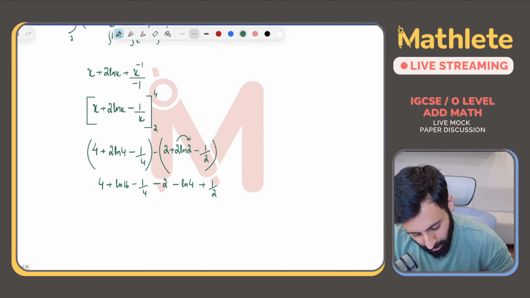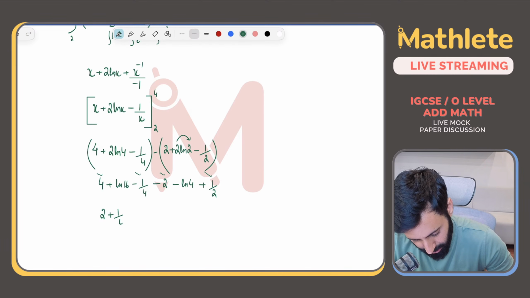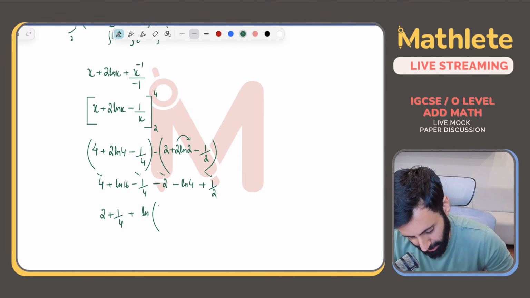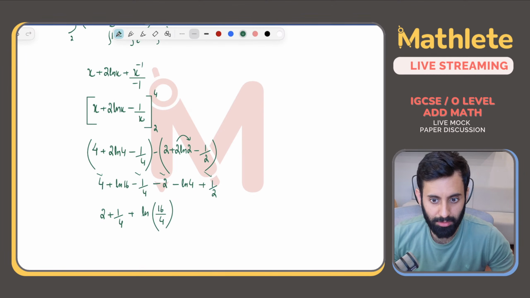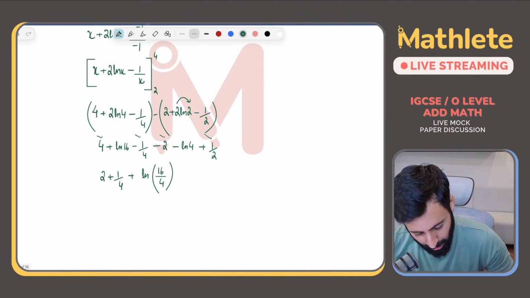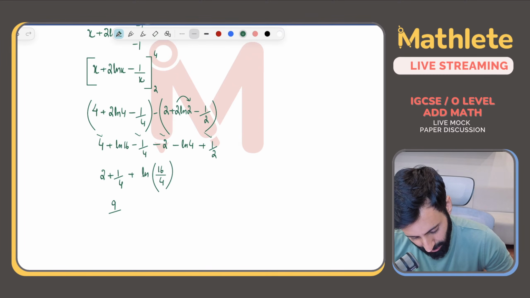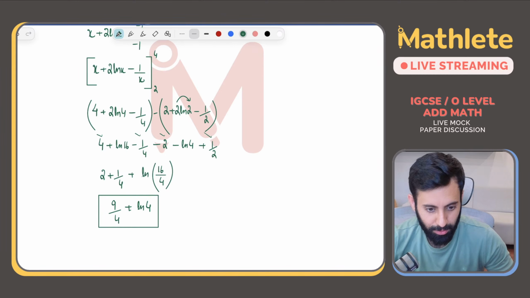Okay, so let's simplify this step by step. 4 minus 2, that's 2. And minus 1 upon 4 plus 2, that's plus 1 upon 4. So that means 2 plus 1 upon 4. Okay, we'll simplify this in the next step. Plus ln 16 minus ln 4 basically means that logs with same bases are being subtracted, which means that arguments can be divided. Now 2 plus 1 upon 4 is equals to 9 upon 4, and ln 16 upon 4 is equals to ln 4. So 9 upon 4 plus ln 4, that's the answer.